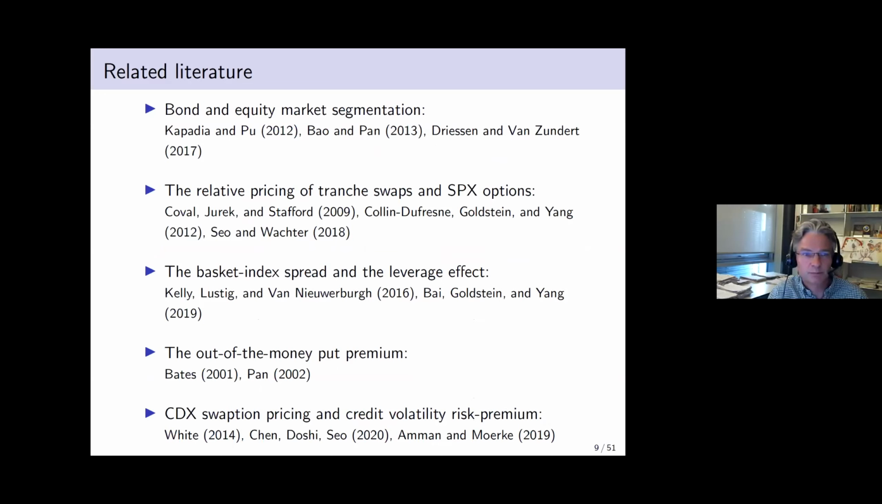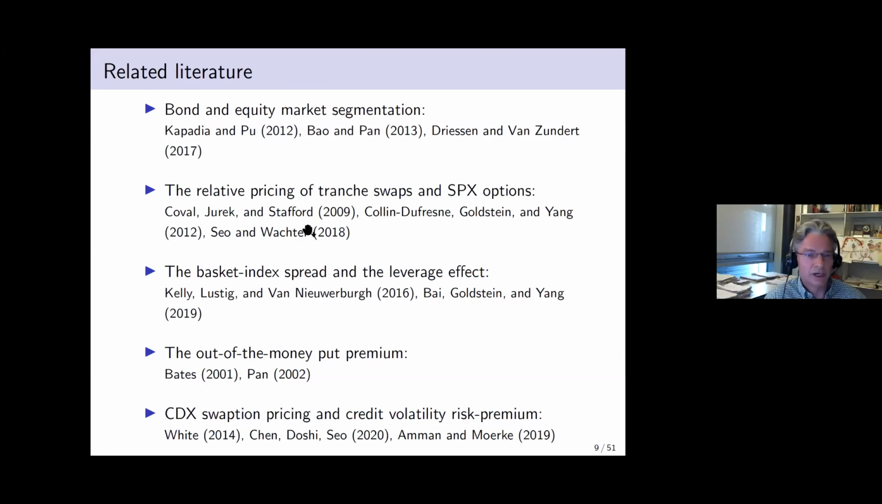I want to just point out a couple of papers that I think are interesting in their own right. So one is this paper by Bao and Pan that we became aware of recently. They have a very nice analysis where they extract asset volatilities from corporate bonds and compare them to asset volatilities extracted from equities via a structural model. And they also find that realized bond implied volatilities seem to be much higher than equity implied bond volatilities, which seems consistent with some of our findings.